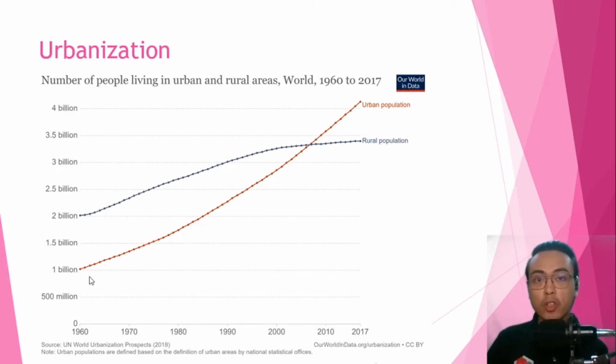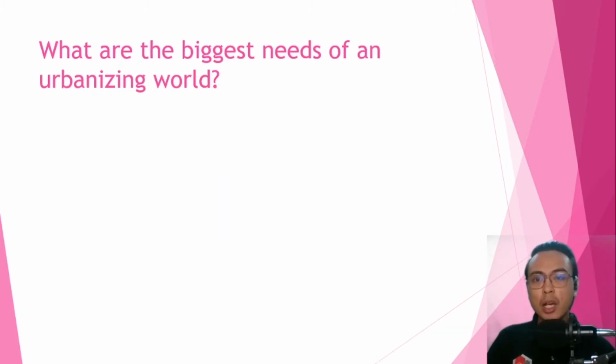But as our technology progressed and as more work was required in the urban areas, more and more people started to migrate to urban areas until at some point, we now have more people living in urban areas than in rural areas. So what's the problem with that? Isn't it the goal of our continuous development to eventually live in urban areas wherein all of our needs are being met? Well, the problem is, as an urbanizing world, we need a lot of resources and a lot of materials. So here are the biggest needs of an urbanizing world.